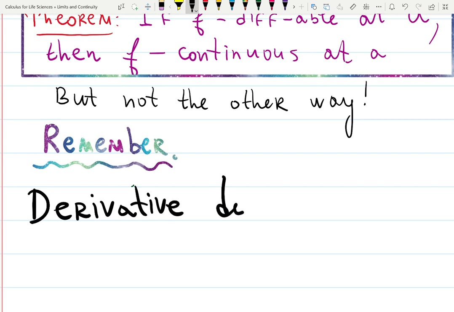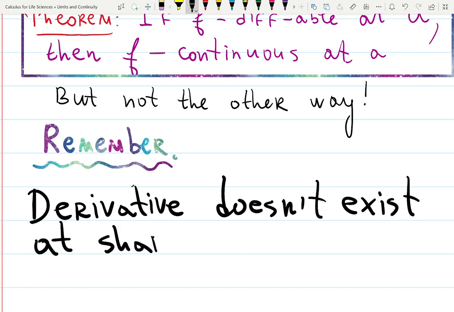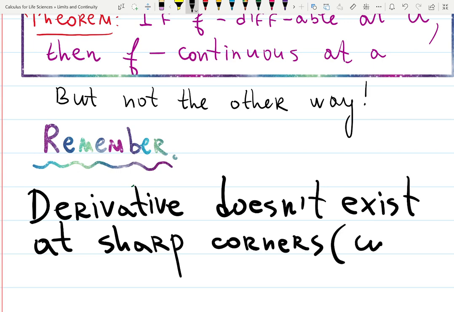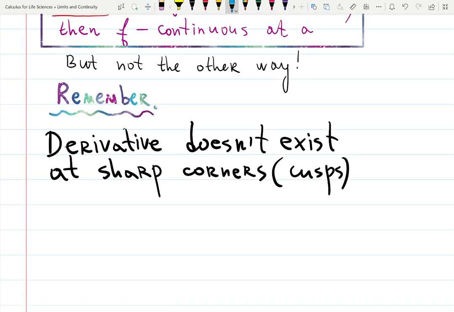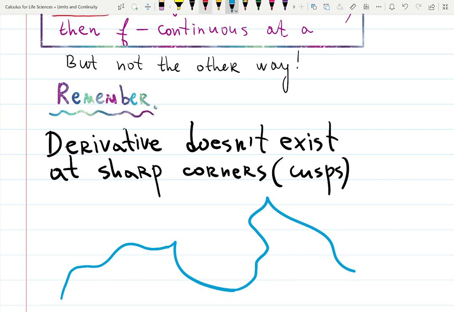Derivative doesn't exist at sharp corners or cusps. Very interesting. If you have a graph of the function and it looks smooth, the derivative exists and it's continuous. And then it goes down, there's no derivative at that corner. It goes down or up. At these sharp corners, there is no derivative.